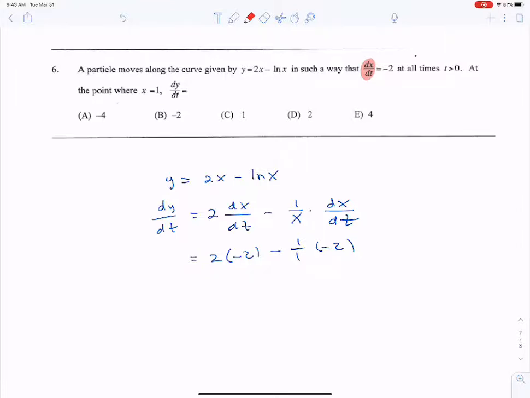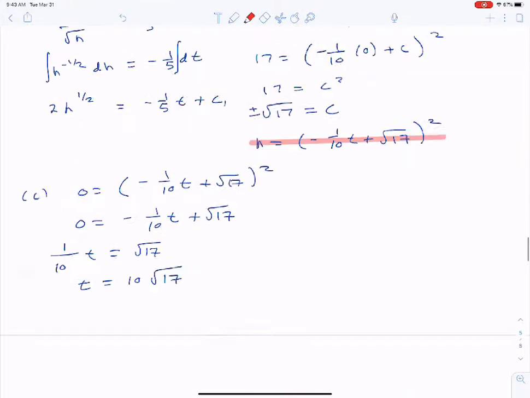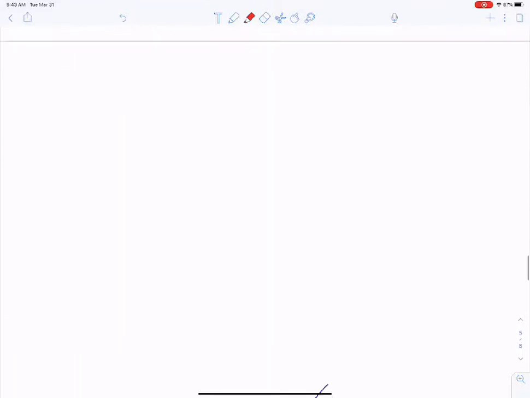So let's do number 3. Kind of skipping around a bit here. Whoops, this is the wrong thing.